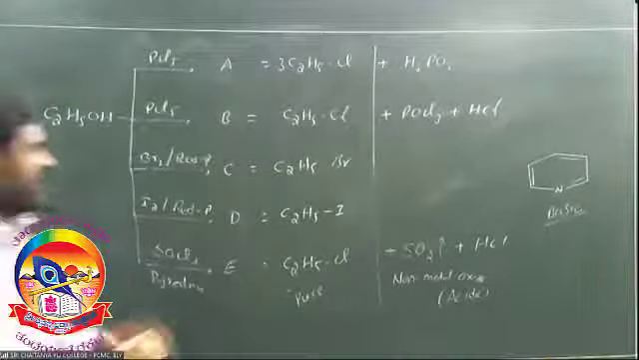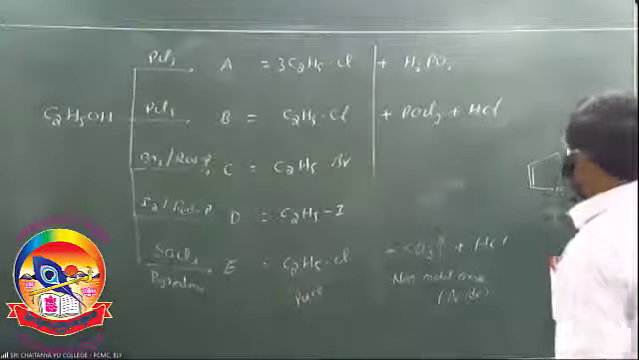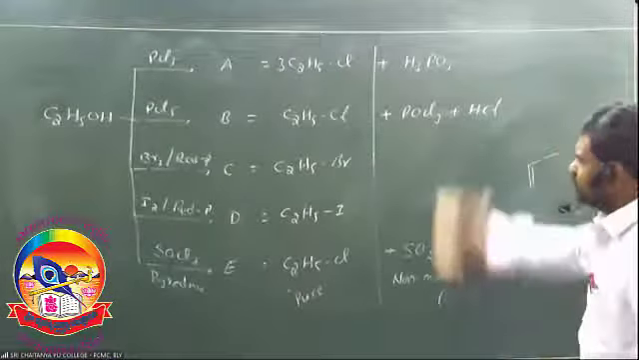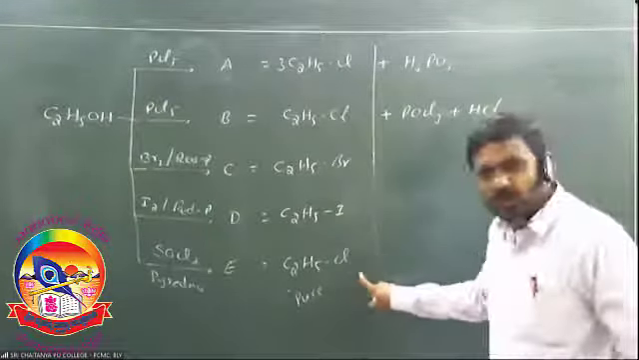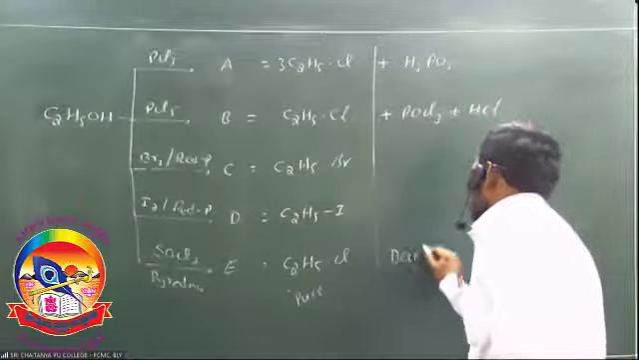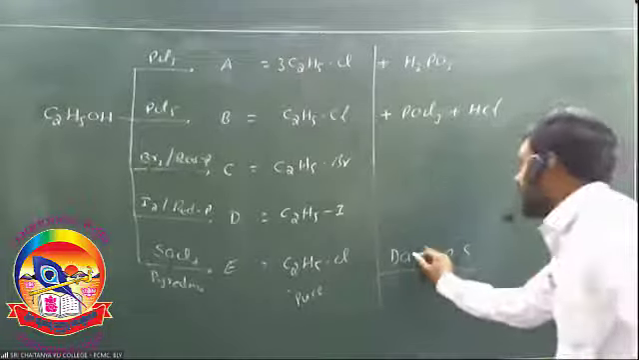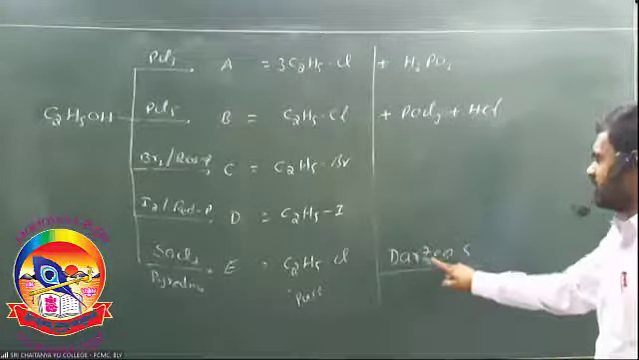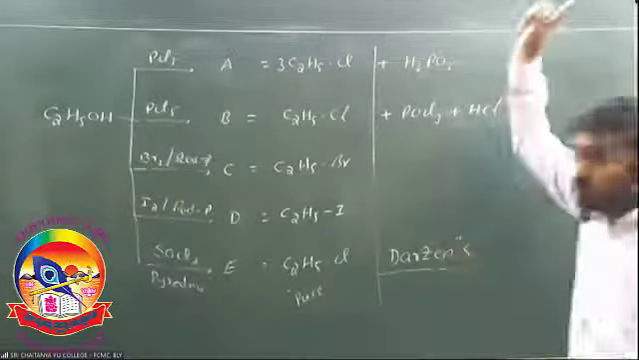The preparation of ethyl chloride by using pyridine and thionyl chloride, SOCl2, is also a named reaction, called Darzens' reaction. The first one is the Groves process.